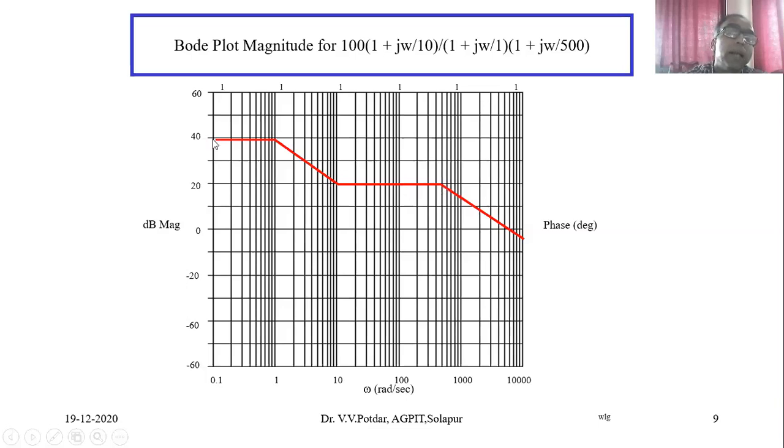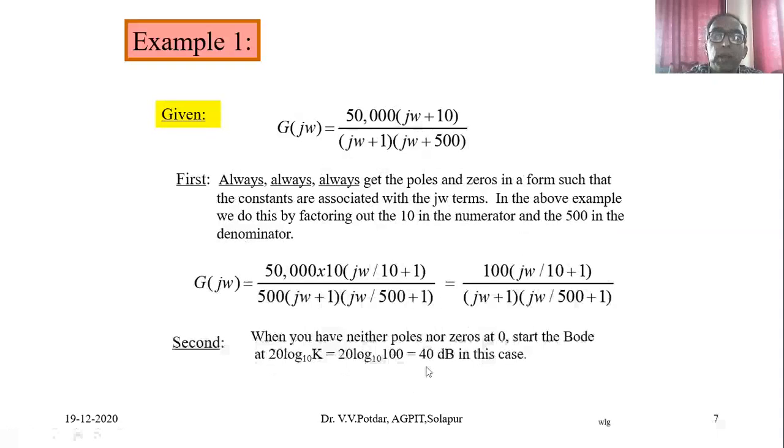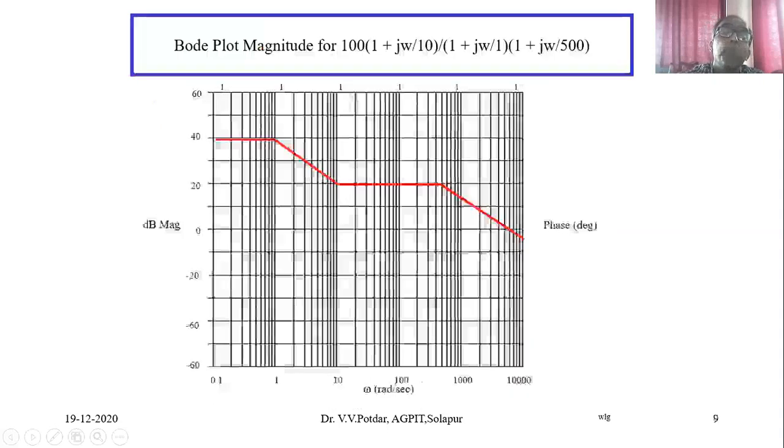I mark the points. Then my line starts with the constant term k. What we had written? Constant term k. The straight line parallel to x-axis is 40 decibel. Up to what point? Up to the first corner frequency. So the 40 decibel straight line for the k term is up to the first corner frequency. And thereafter, I have got a simple pole, starting at the first corner frequency and ending at the second corner frequency, which is 10. And what is the slope? The slope for a simple pole is minus 20 decibel per decade.